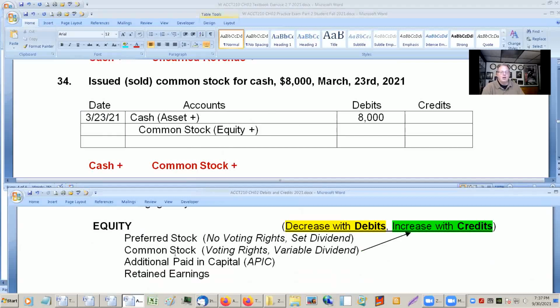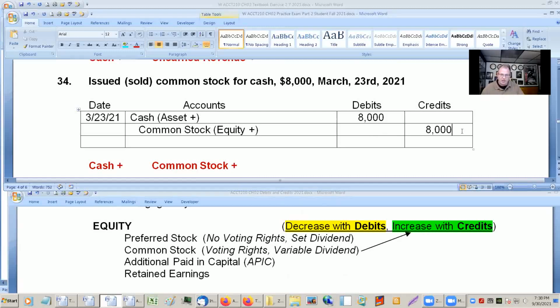Customer for service. So common stock is going to increase. I think I put that in there because I just asked about it in the past. So this would be 8,000, but you already knew that because you knew the cash would be. Cash going up.